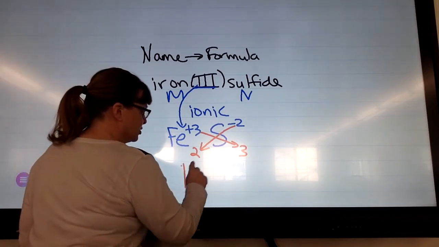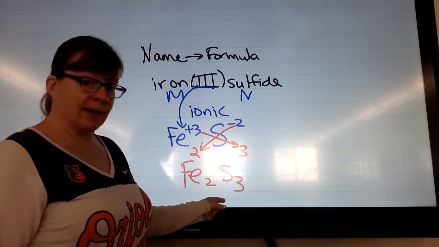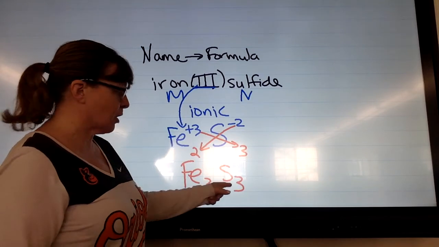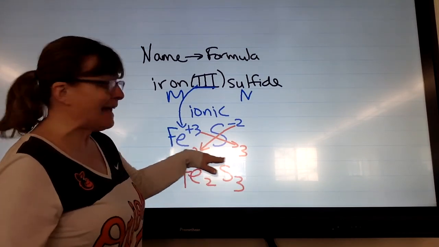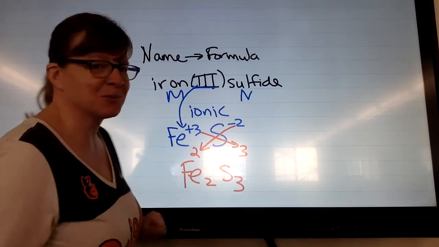Okay, so my final answer, Fe2S3. I can't reduce 2 to 3 anymore. Ionics do need to be reduced if possible, but this is already reduced, and I'm done. Notice my final answer does not have the charges in it. That's important. Okay. One last one.